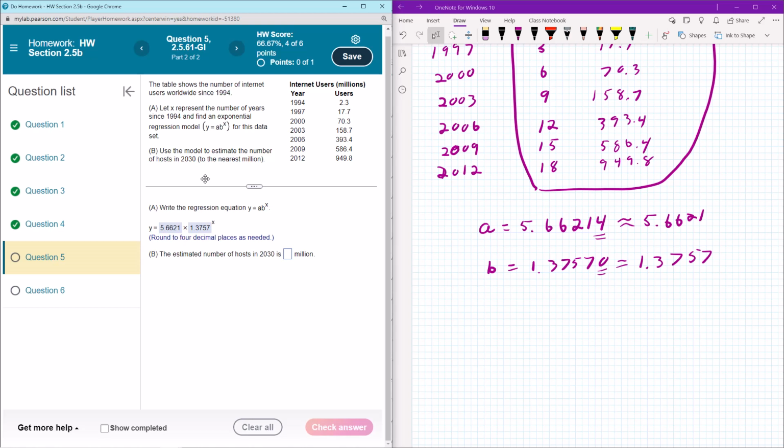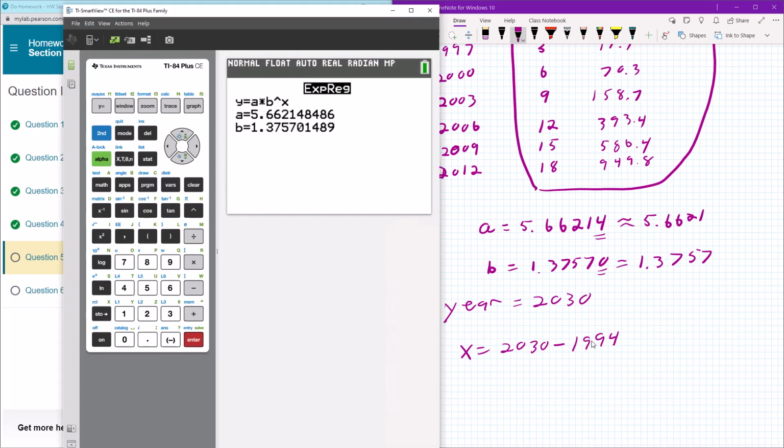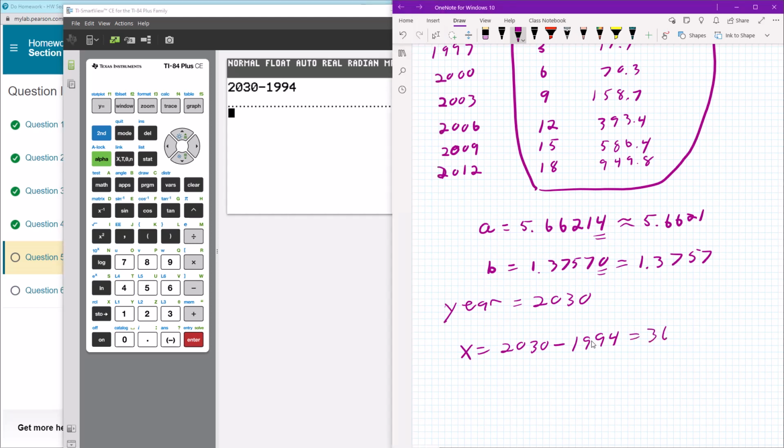Now remember, to do this, all we need to do is figure out what X is. Well, remember, the year that we're looking at is 2030. And therefore, X is going to be 2030 minus 1994. 2030 minus 1994 is equal to 36. So X is equal to 36. And once we have that, we are pretty much off to the races.